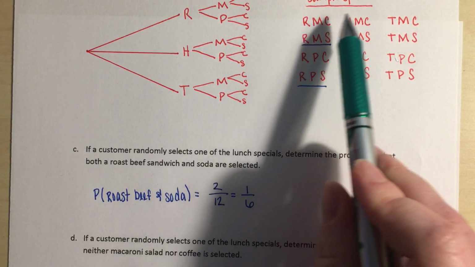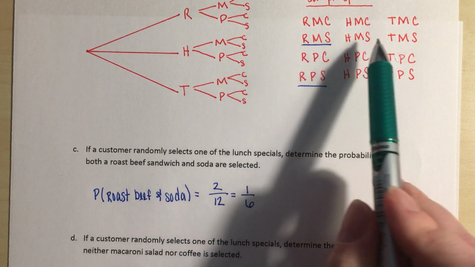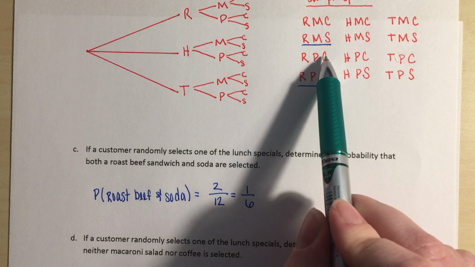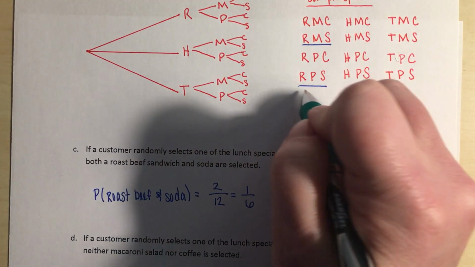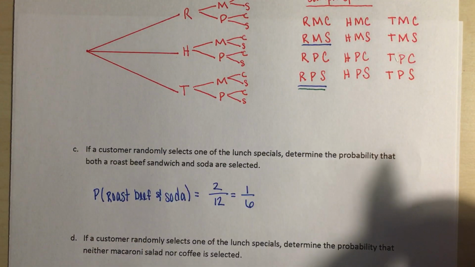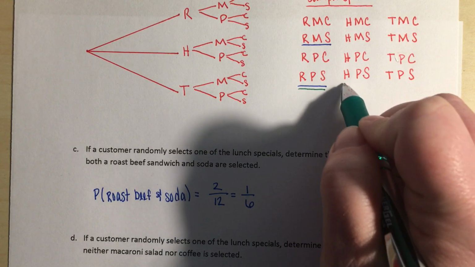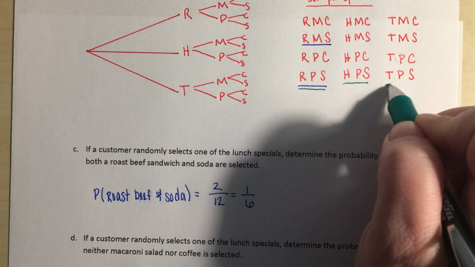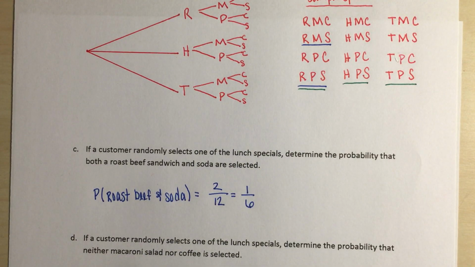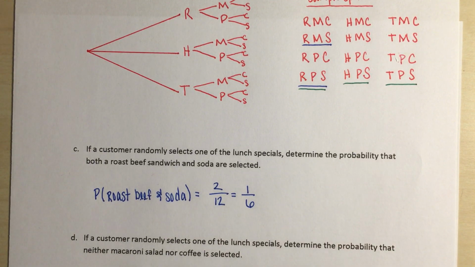These top 6 all have macaroni salad, so we can't use any of those. This one has coffee, so we cannot use that one. This one works. Roast beef, potato salad, soda. And then we also have ham, potato salad, soda, and turkey, potato salad, soda. So these are the 3 options that are neither macaroni salad nor coffee. 3 divided by 12 gives us a probability of 1/4.